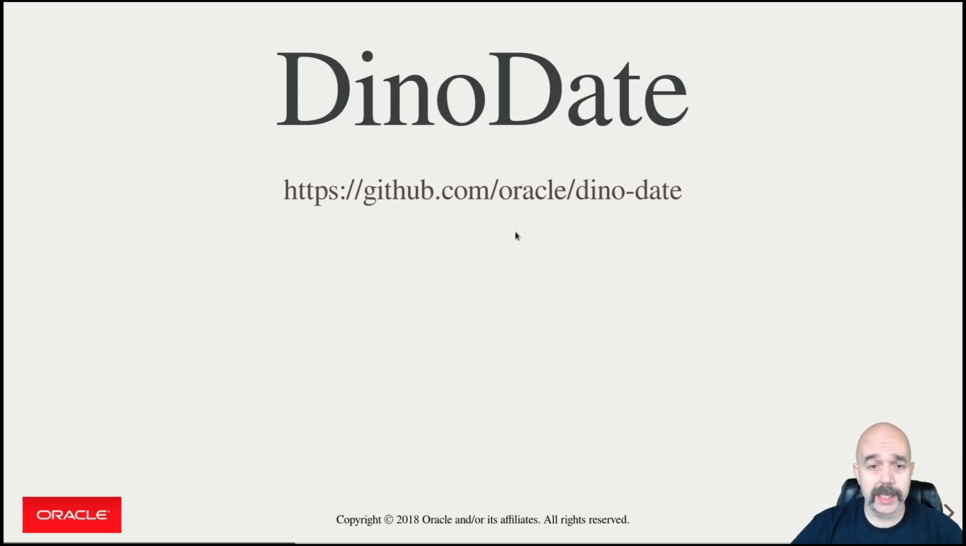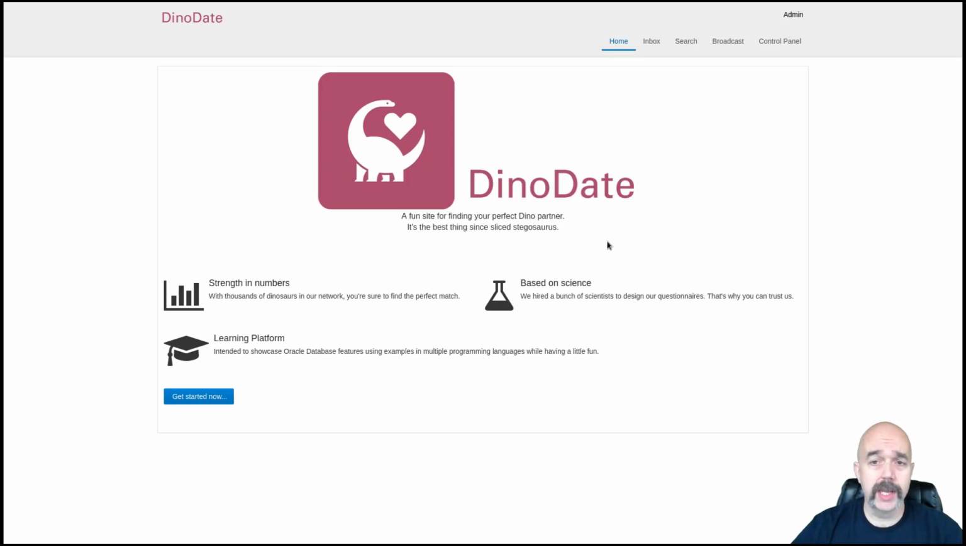DinoDate is a little tongue-in-cheek application that we put together that its intention is to demonstrate some of the different Oracle features and how to use them with different languages. So for example, there's a middle tier written in Node.js, and there's also a middle tier written in Python. They basically do the same thing, but if you're a Python programmer and you want to learn Node, you can compare the code or vice versa.